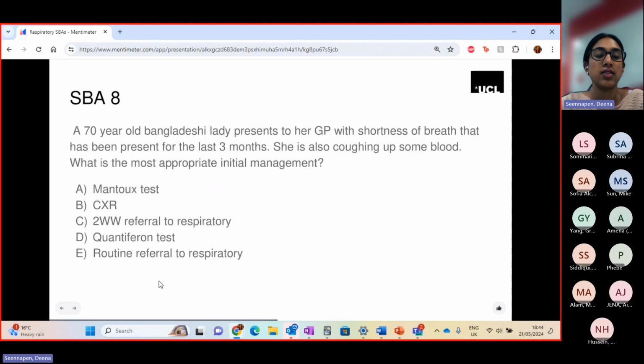Okay. SBA 8. A 70-year-old Bangladeshi lady presents to her GP with shortness of breath that's been present for the last 3 months. She's also coughing up some blood. What is the most appropriate initial management?